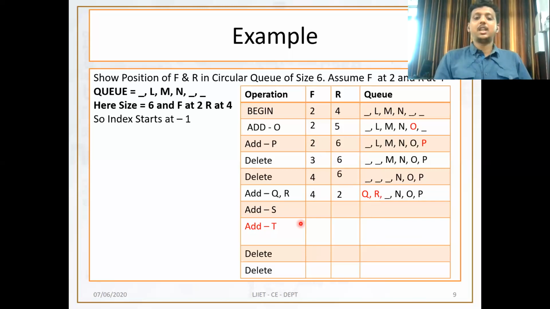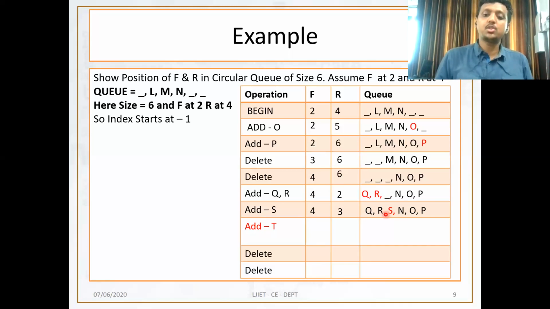Next, add S. How do I need to add S? Just increment the rear pointer, and it goes like this. Front pointer position stays as it is, rear becomes 3, and S will be added over here. Okay, fine. Is that clear? So again I need to add T.